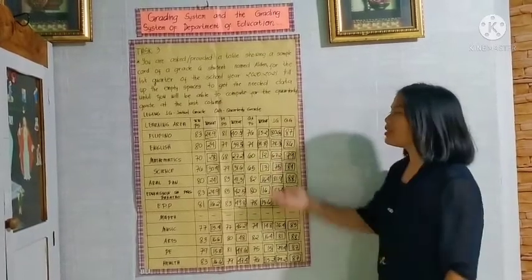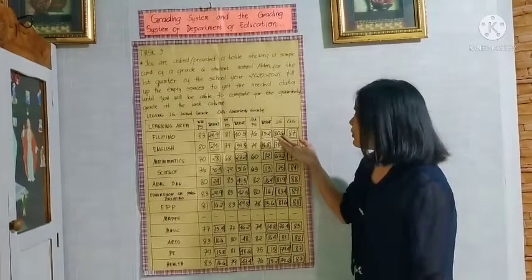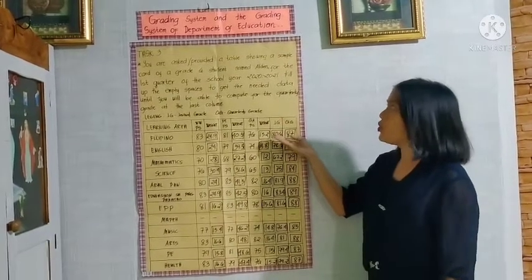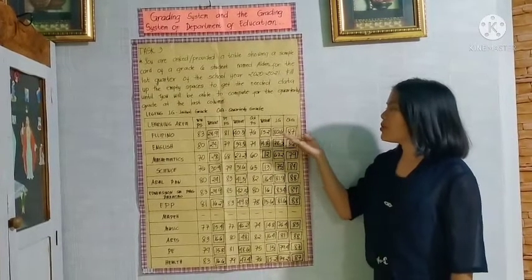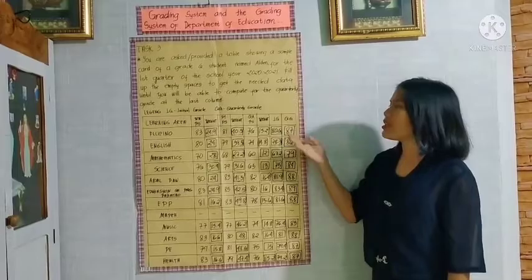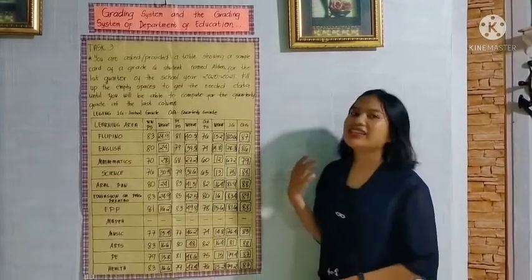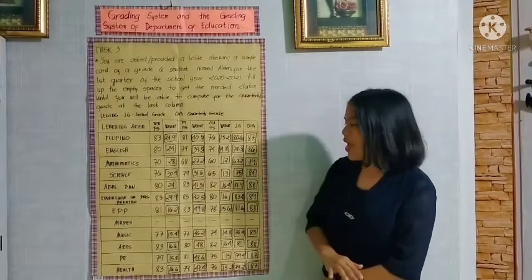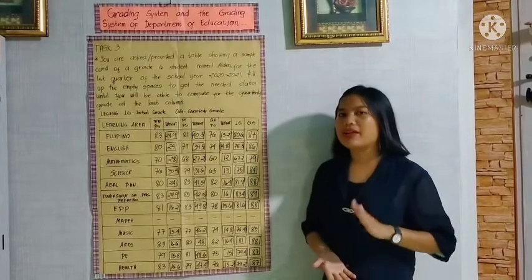So this 80.6 is not the final grade. It is only the initial grade. So we're going to look at the grading system of the Department of Education, and the transmuted grade for 80.6 is 87. So now, after getting Alden's quarterly grade in every learning area, we have to find out the composite grade of Alden in MAPEH.